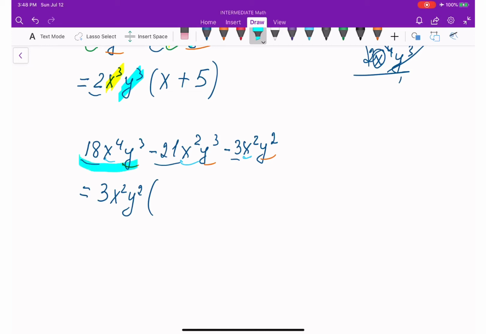So 18x⁴y³ divided by 3x²y². What's going to be left? 18 divided by 3 is 6. x⁴ divided by x² is going to be x². y³ divided by y² is going to be y. Okay, next.